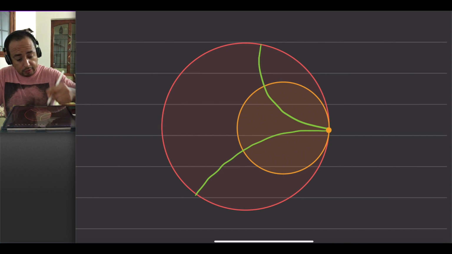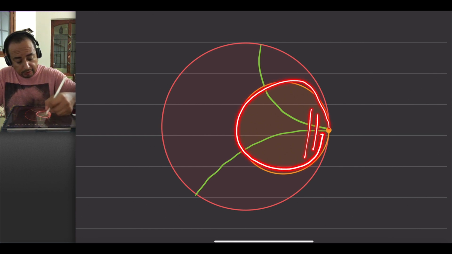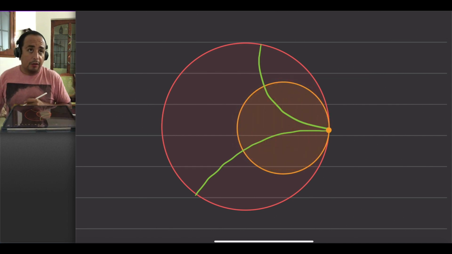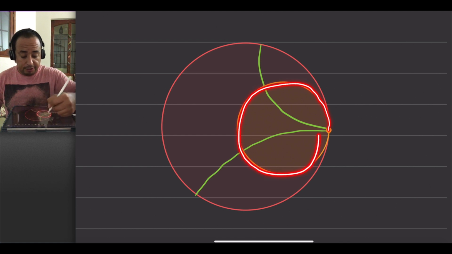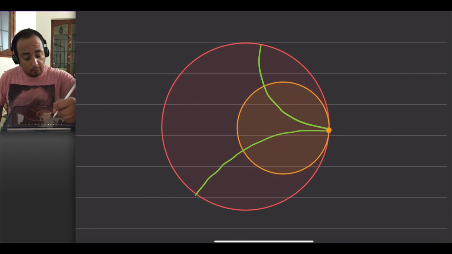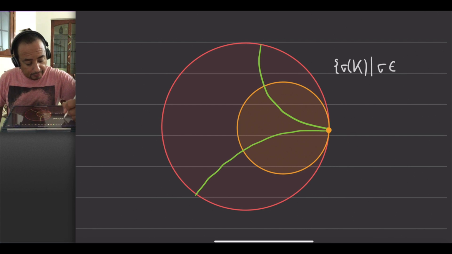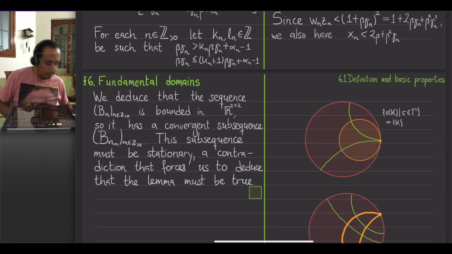So this means the following: when I consider this horocyclic region, and I consider the set of all its images under the group gamma, that set of images has only one element, namely the same horocyclic region. Right? So, in other words, when I consider this set, sigma of K, where K is the horocyclic region, with sigma varying inside gamma, this one is just K itself, right? So it has only one element.